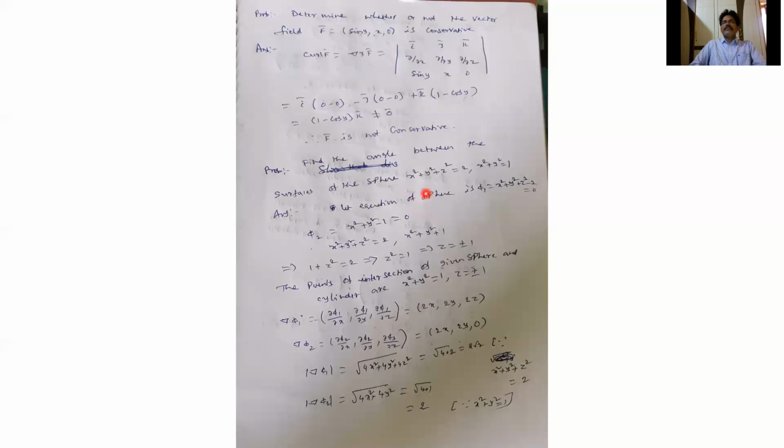Their point of intersection. Here the question is missing. Here x² + y² + z² = 2 and x² + y² = 1. So 1 + z² = 2, z² = 1, so z = ±1. The points of intersection of the given sphere and the cylinder are x² + y² = 1, z = ±1.